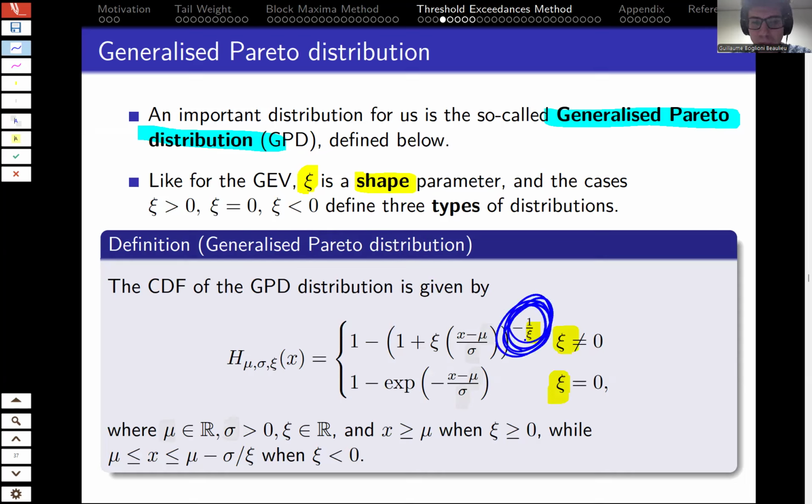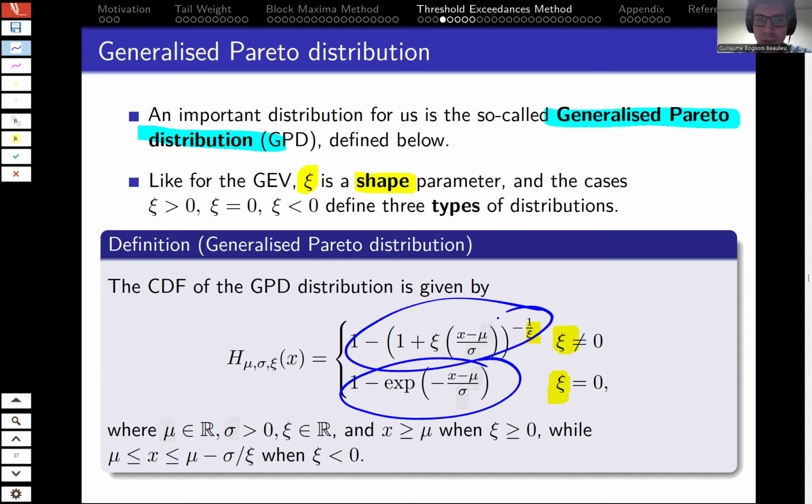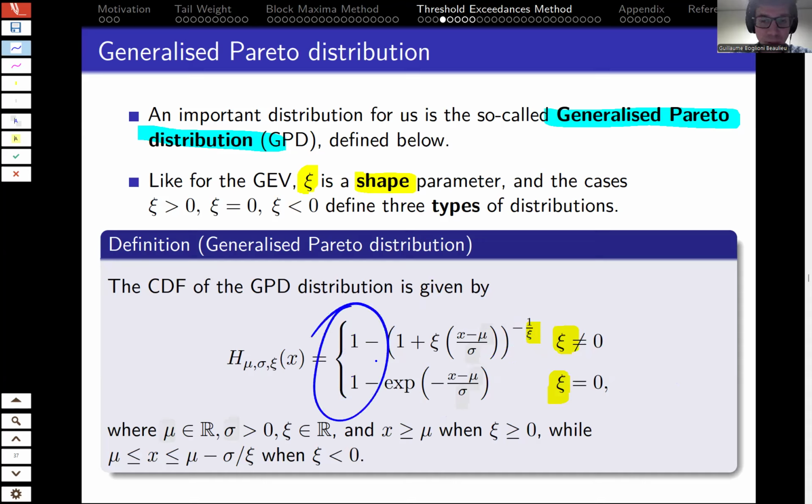It's just that here, if Xi is exactly 0, this thing is 1 over 0, an indeterminate form. So we need a different expression for the case Xi equals 0, but don't worry. This expression, if you do the maths, is actually the limit of this one when Xi tends to 0. So in fact, this function h is continuous in Xi. And here, h represents a CDF.